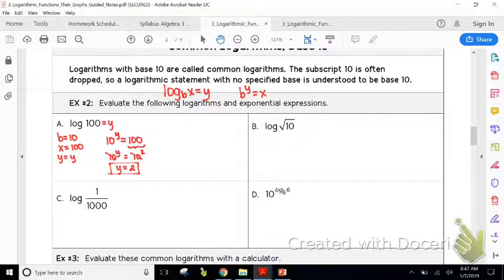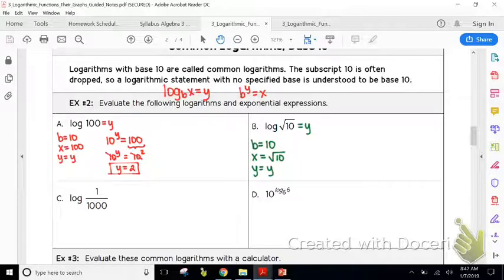So let's look at b. It's in log form, so we're going to let it equal which variable? Y. So I'm going to go through and list my pieces. What is my base? 10. It's not written. What is my x? Square root of 10. And what is my y? So now I'm going to set it up in that exponential form.